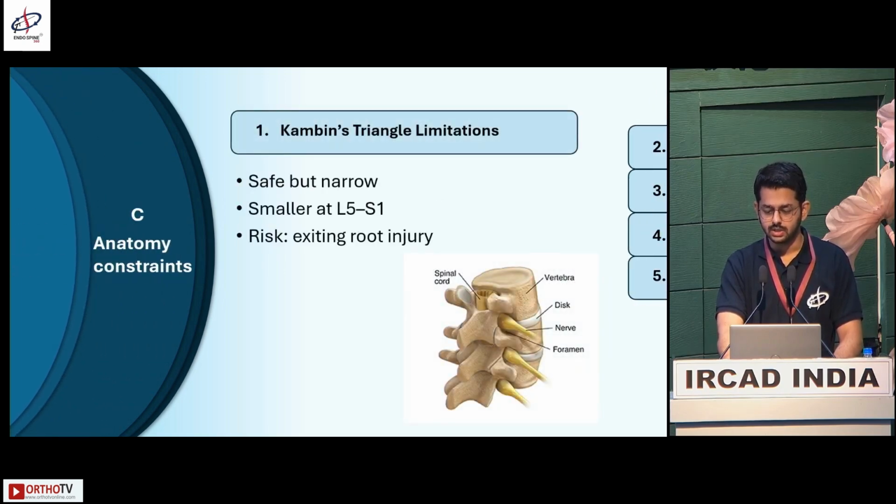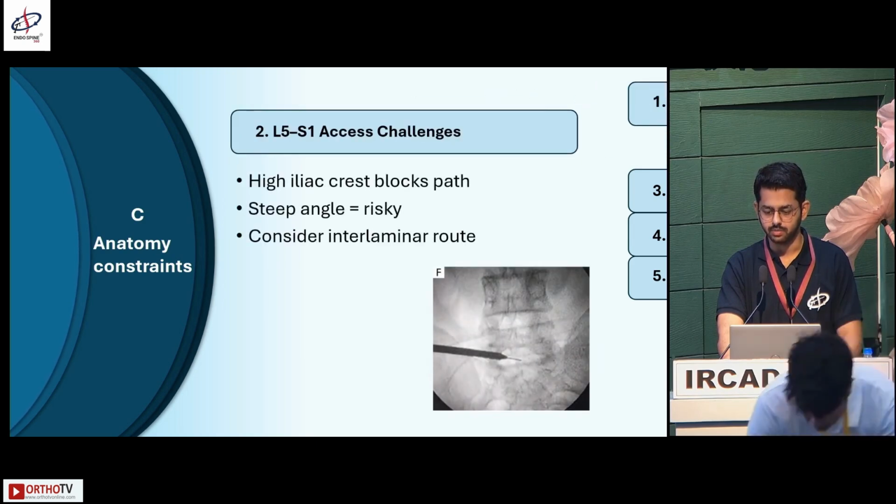Kambin's triangle is a classical corridor for transforaminal access, but its size varies. At lower lumbar levels, especially L4 and L5, the space narrows, as discussed by Dr. Subith. The exiting nerve root lies closer, increasing the risk of mechanical or thermal irritation. In tight triangles, foraminoplasty is often needed, but if overdone can lead to instability.